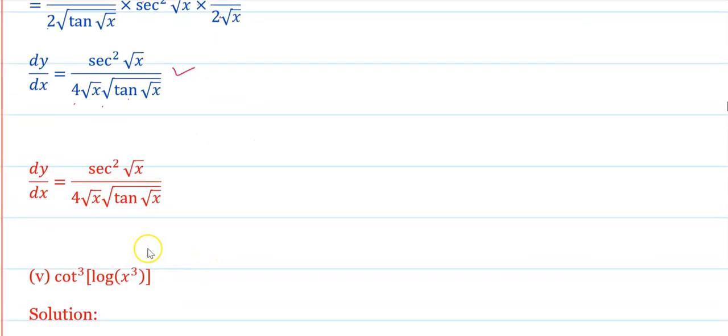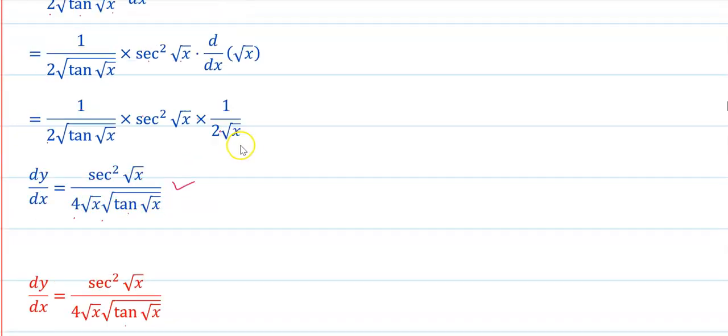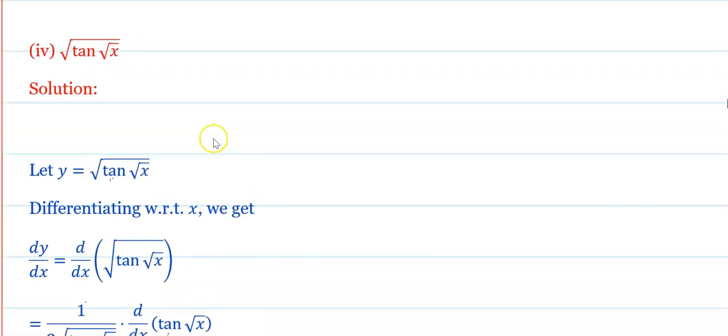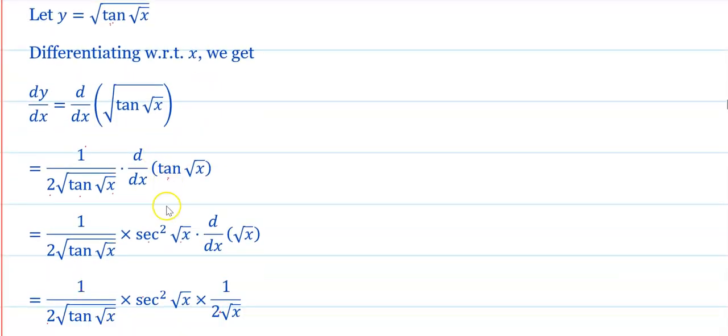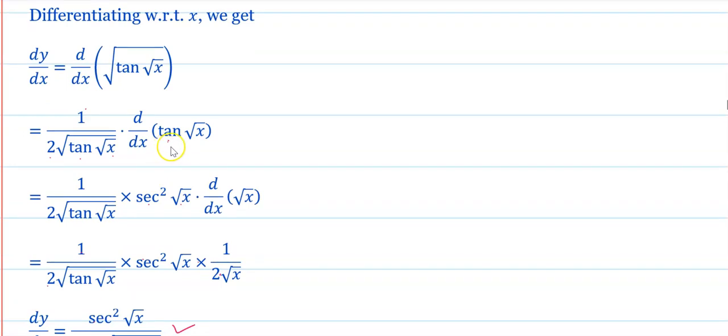And hence dy by dx is equal to sec square root x upon 4 root x into root of tan of root x. Okay, you can see again here what type was mainly used: the derivative of root x, which is 1 upon 2 times root x. Then find the derivative of tan of root x, which is sec square root x. Then again the derivative of root x, which is 1 upon 2 times root x again. Again the derivative of root of tan of root x is 1 upon 2 times root of tan of root x. In this way is the simplification.